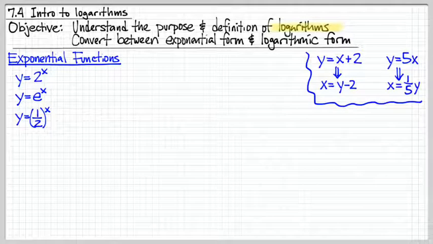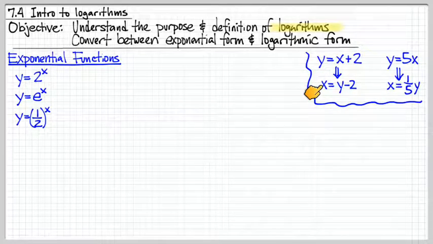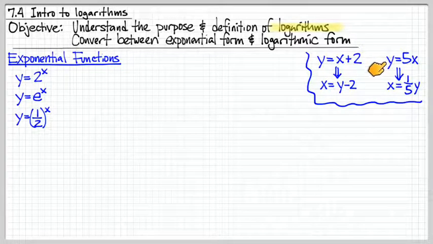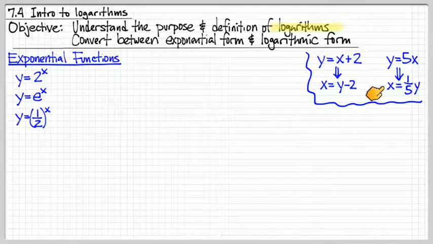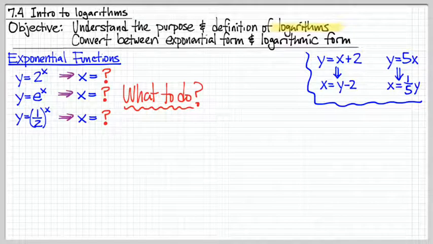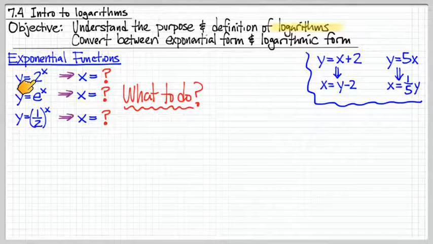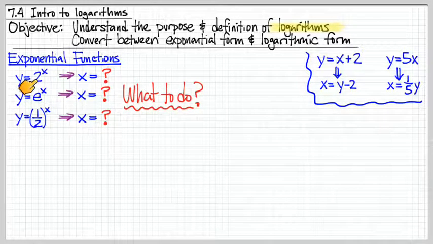Now, when we had equations like this, y is equal to x plus 2, we can do some rearranging and solve for x. When we had something like y is equal to 5 times x, we can do some rearranging with division, and we could solve for x. But in the case of these exponents here, how do we solve for x? We can't divide, we can't add or subtract anything to get rid of this 2 here. And how do we solve for x?